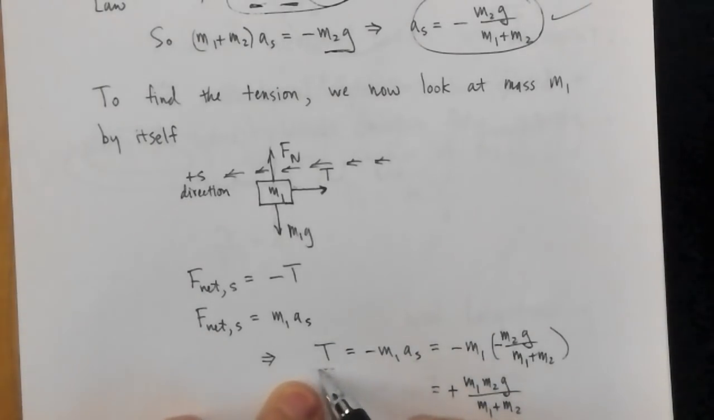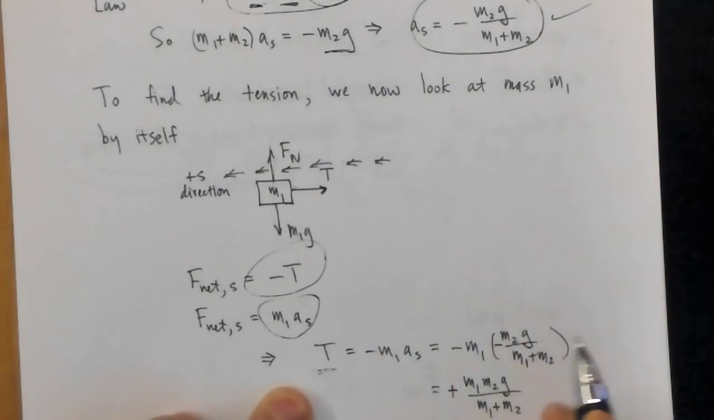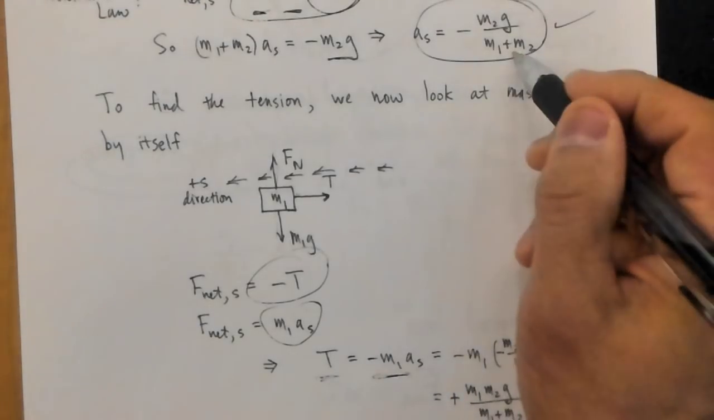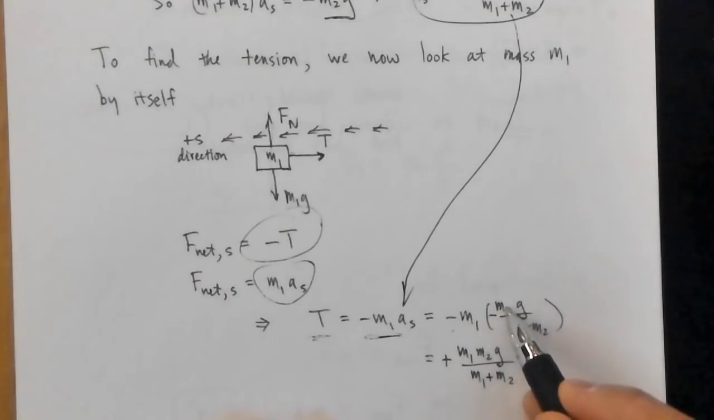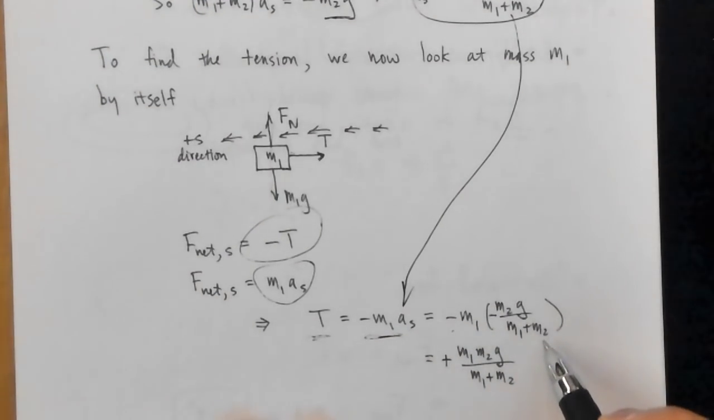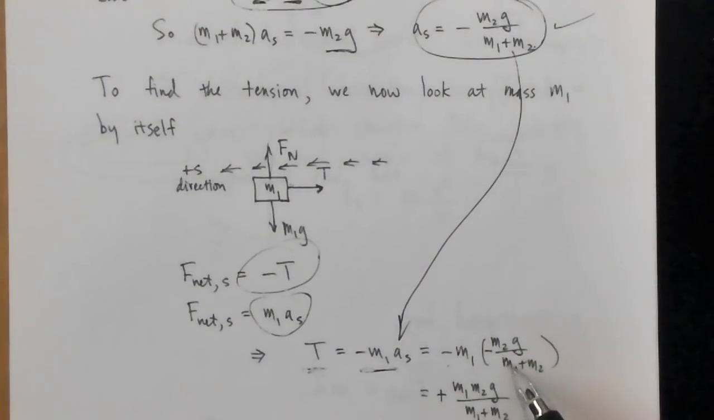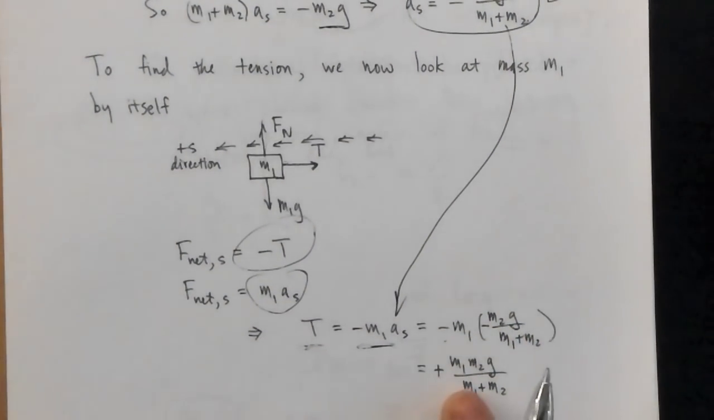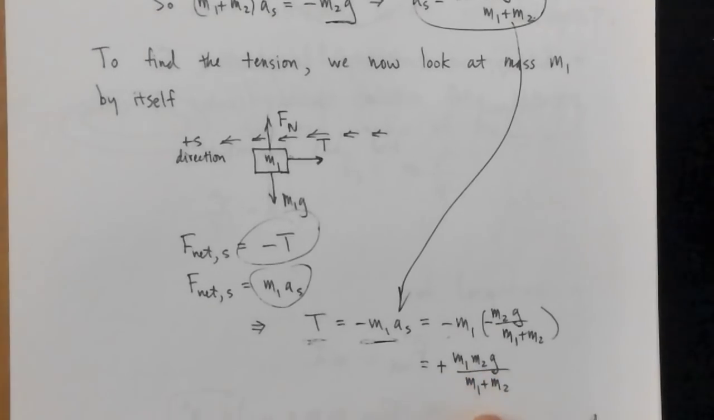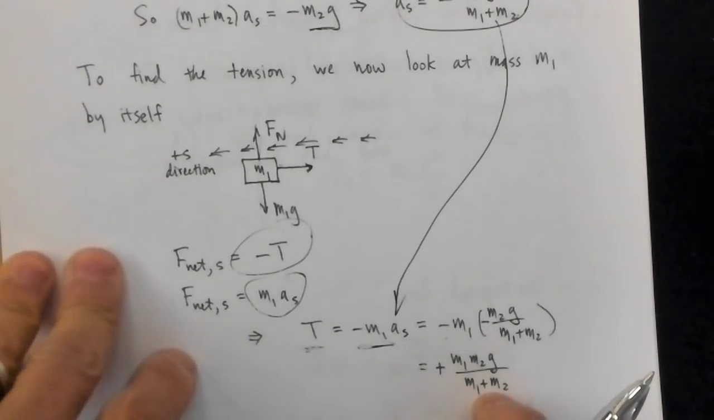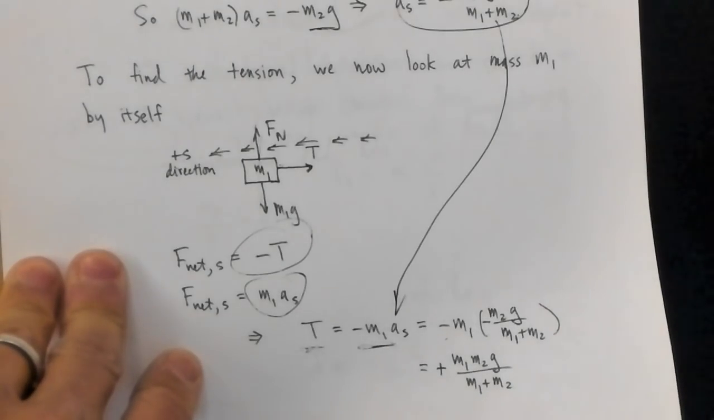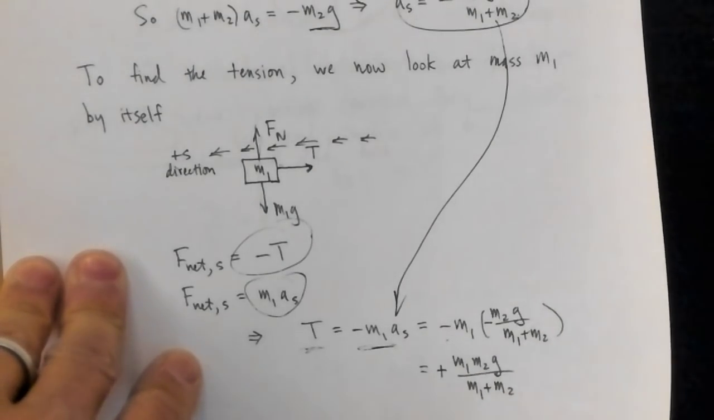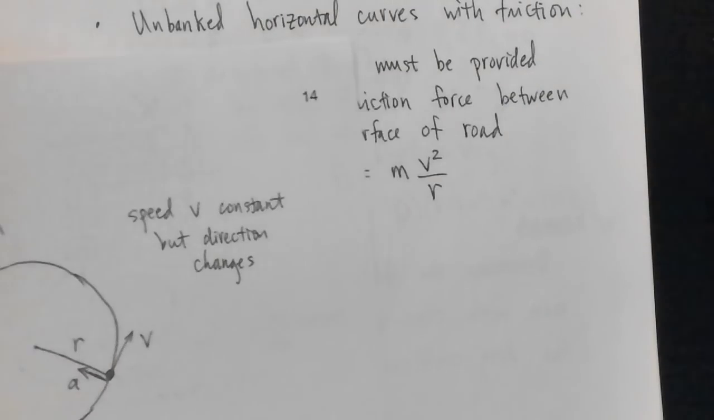So we have F net S equal to minus T, and that's equal to m1 times the acceleration aS. So T is equal to minus m1 times aS. And I have aS coming from up above, so I have minus m1 times minus m2g over m1 plus m2. That was aS. So I get T equal to m1 times m2 times g divided by m1 plus m2. Any questions about this? Everybody good? Okay, we go on.